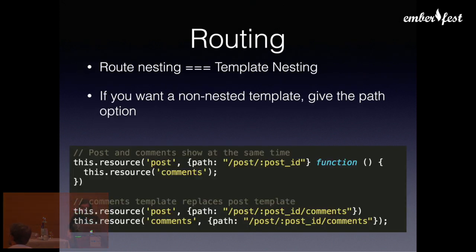Route nesting is always a big problem. Route nesting should generally always be the same as template nesting. If you don't want your templates to be nested, don't nest your routes and give the path argument to the resource or route definition, and that lets you have nested URLs without having nested routes.